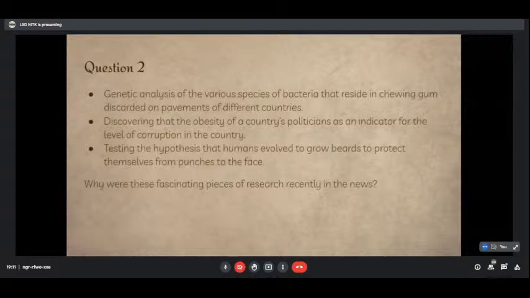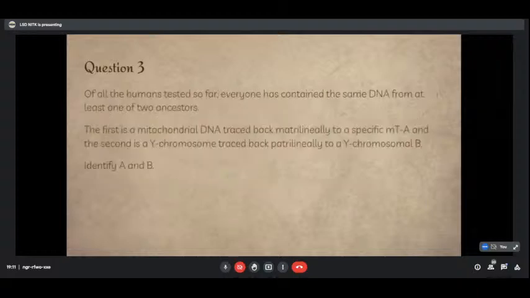Question 3. So we're talking about two pieces of DNA which come from at least one of two ancestors in quotes. One traces back matrilineally to a specific MTA, and the second patrilineally to a Y chromosomal B. So we want you to identify what A and B are. Question 4.